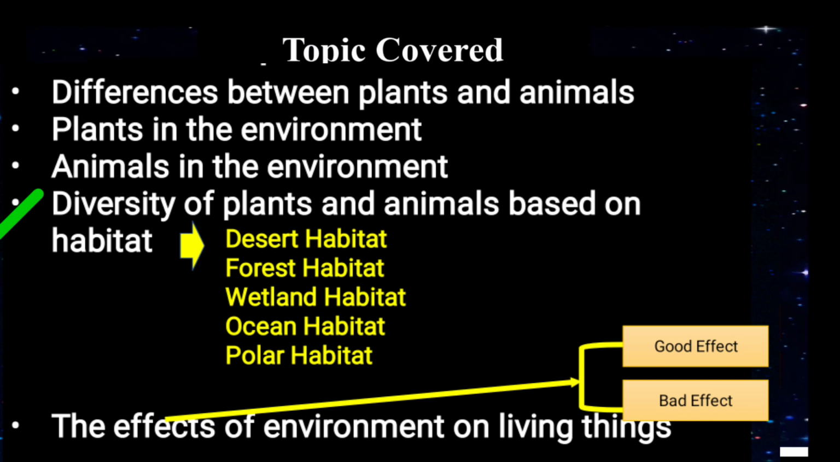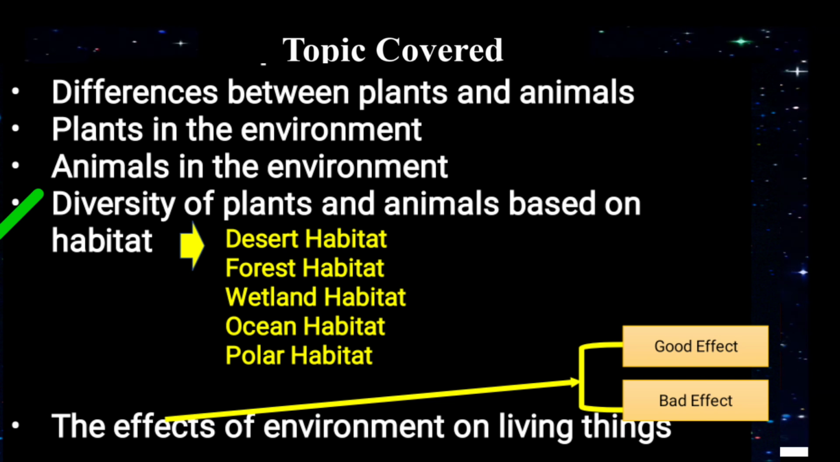Now, after that, we have learned about the ocean habitat. What is the ocean? Ocean is a reservoir of salty water. The waters are extremely salty. There are also specific animals and plants that grow in ocean habitat. For example, dolphins and whales can survive in salty water, and an example of plants is seaweed.